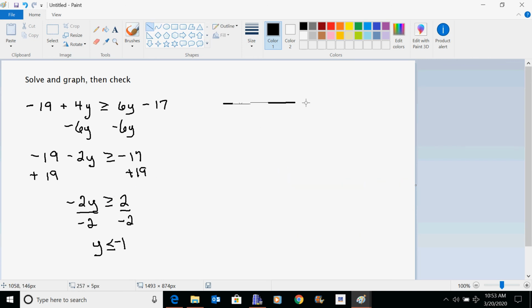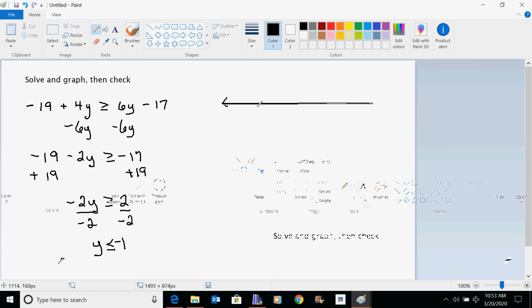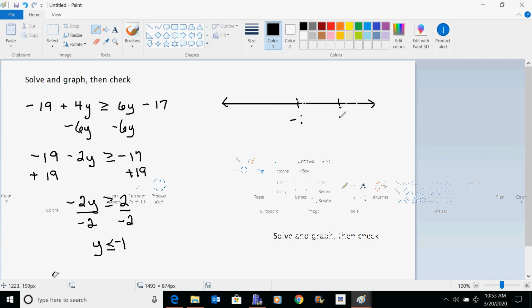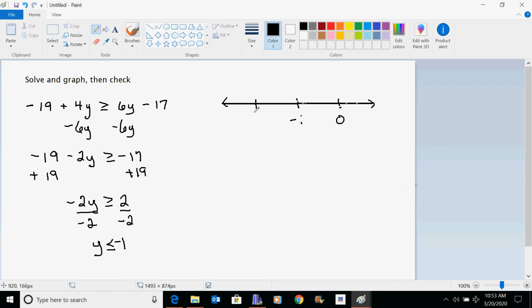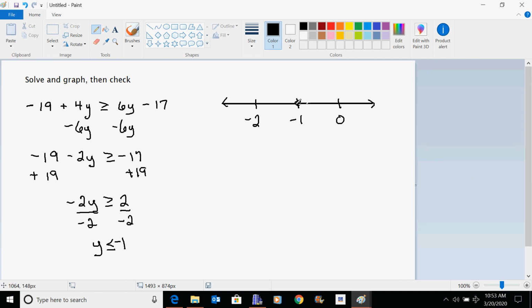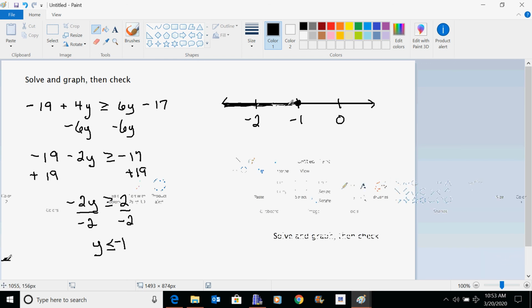Solve, graph, and check. So let's graph it. When you're doing the assignment, follow whatever directions it says. If it says to solve and graph and check, make sure you do all of those things. I'm seeing right here, if I did everything correctly, y is less than -1, so that would be over here.